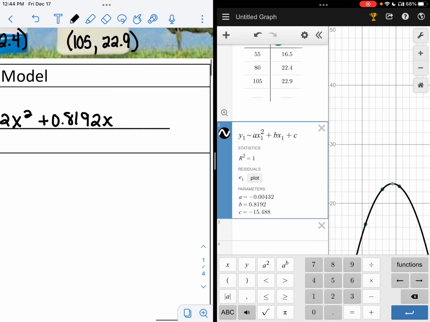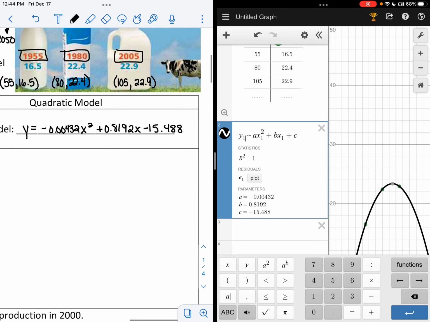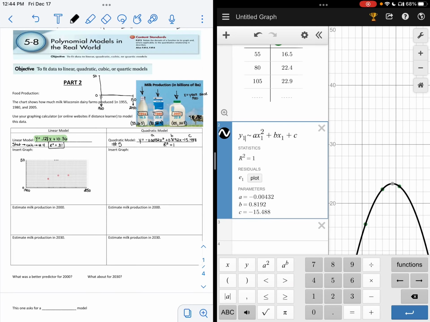And then the C value is minus 15.488. Your calculator that sits on your desk would give you A, B, and C as well, so you would end up here. And let's look at the fact that r squared is 1, okay?